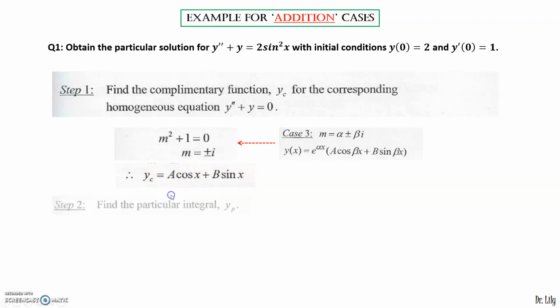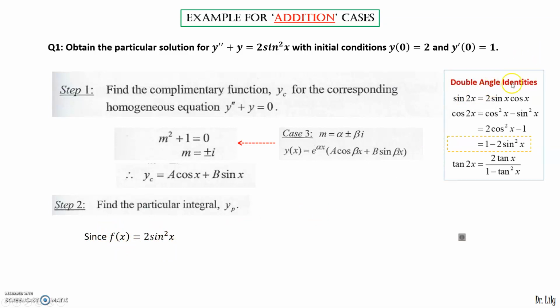Next, we need to find the particular integral yp. Since f(x) is equal to 2 sin²x, we need to refer to the double angle identity. In this case, we have cos 2x is equal to 1 - 2 sin²x. So here we have 2 sin²x. Again, from here, 2 sin²x is equal to 1 - cos 2x. So now the f(x) is given by 1 - cos 2x. From here, we know it is the addition of polynomial and trigonometry.